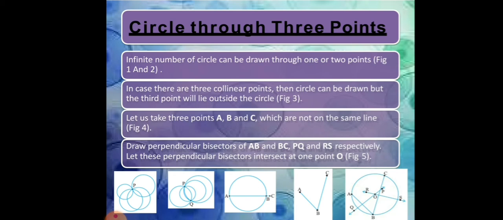In case there are 3 collinear points, collinear means that the points lie on the same line, then a circle can be drawn, but the third point will lie outside the circle. You can see in the third figure. Now next, let's take the 3 points A, B and C. You can see in the fourth figure which are not on the same line.